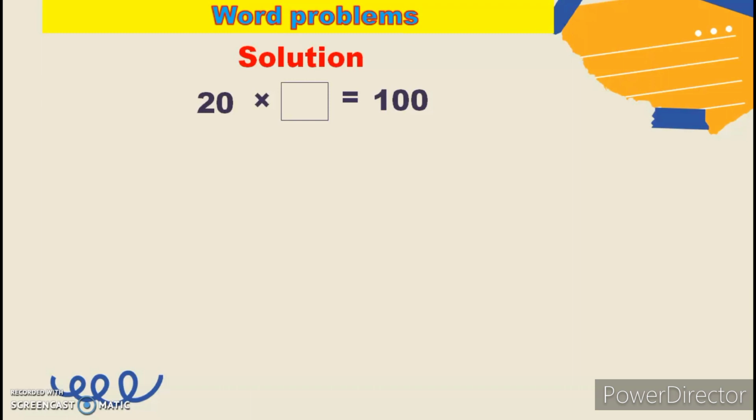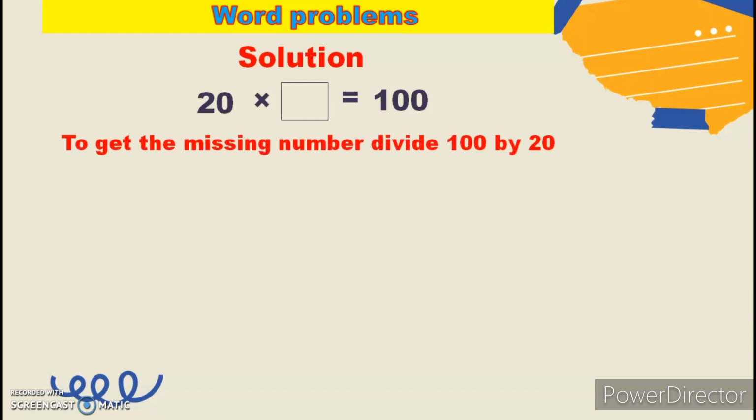So to get that number, I'm going to divide 100 by 20. Or if I can remember my multiplication table, what do I multiply by 20 to give me 100? So I divide 100 by 20. 100 divided by 20 equals 5. So the other number that you multiply by 20 to get a product of 100 is 5.